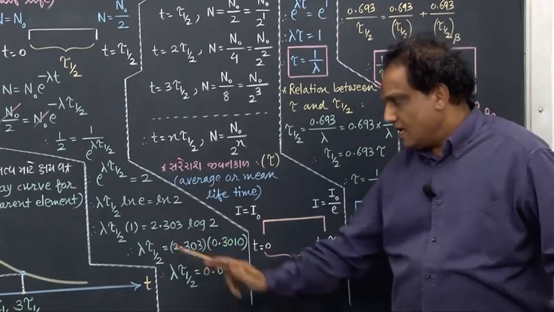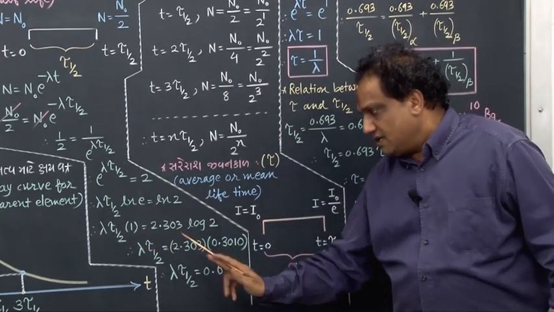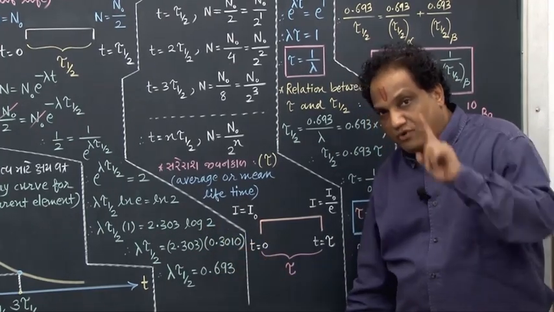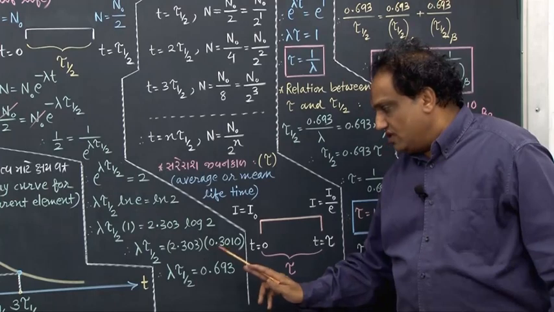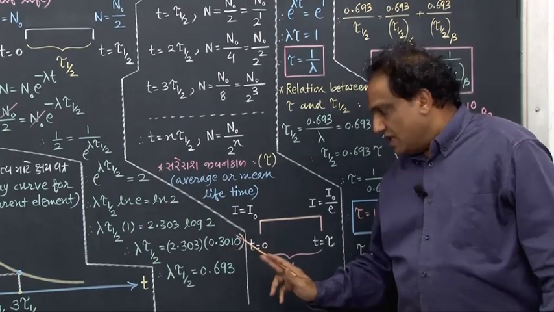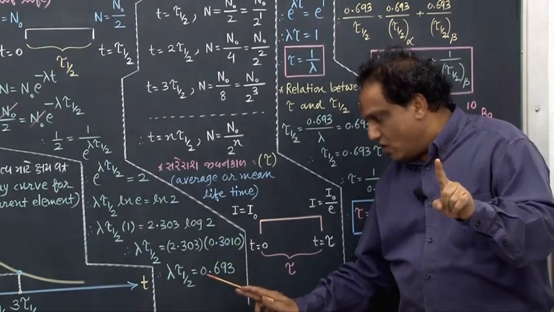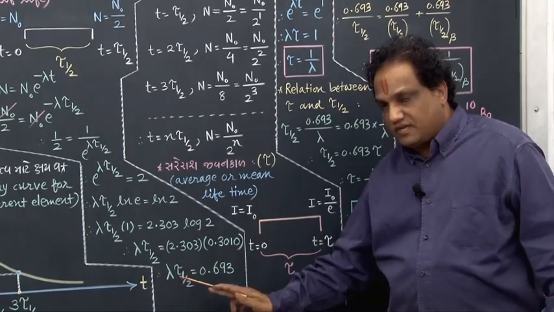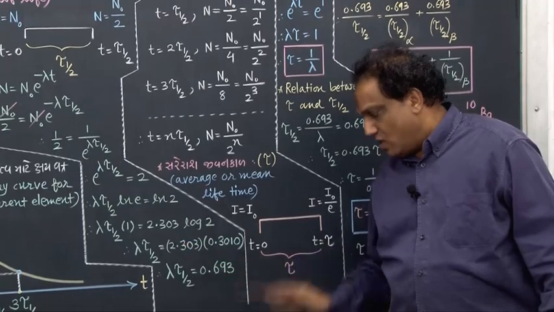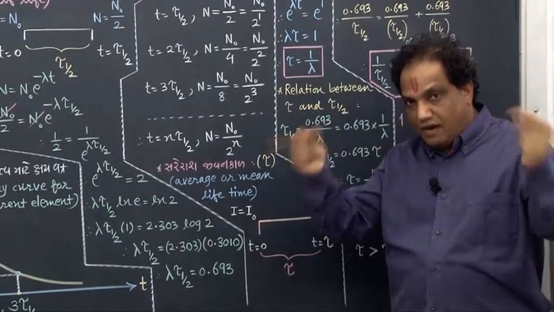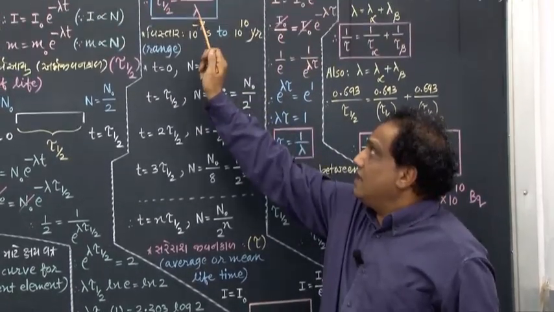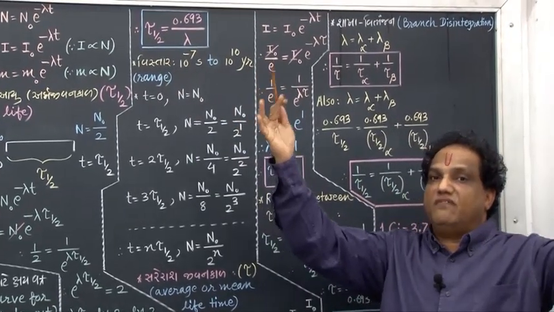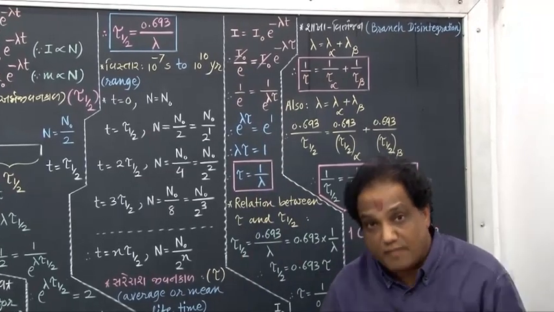Lambda into tau half as it is, 2.303 as it is, log 2 to the base 10. From your log table, you will get the answer 0.3010. Now this into this comes out to be 0.693. And now find out tau half from here. It is 0.693 upon lambda. This becomes the formula for finding half-life of a given radioactive element.